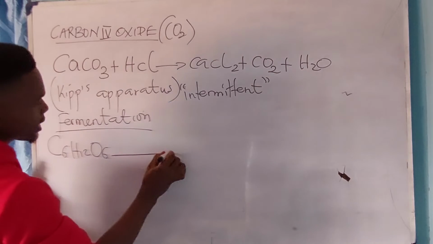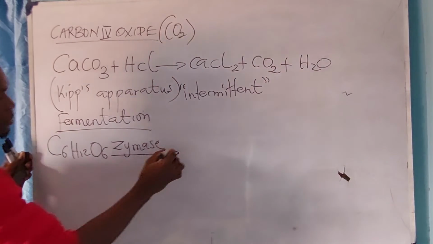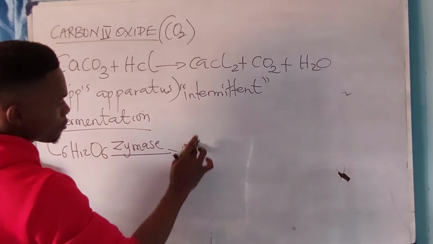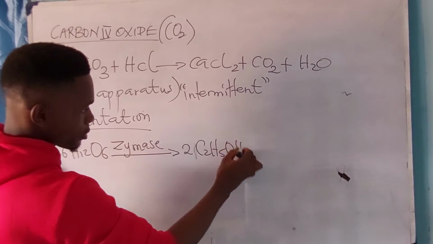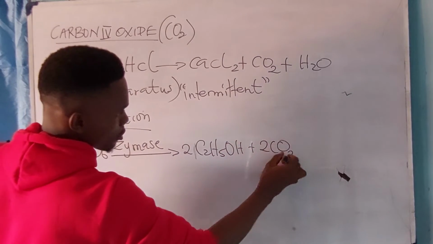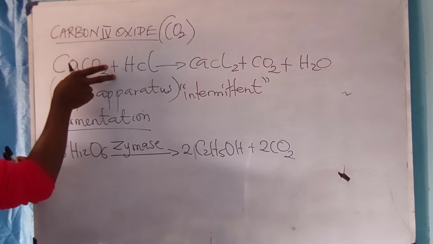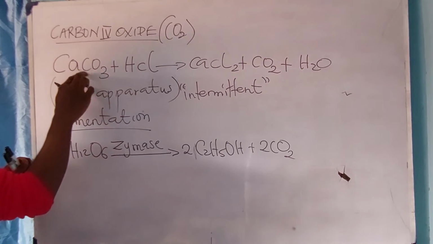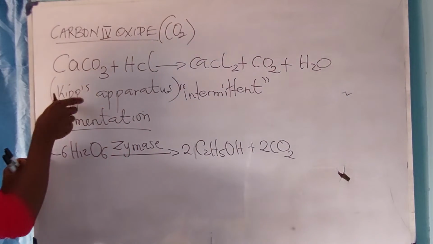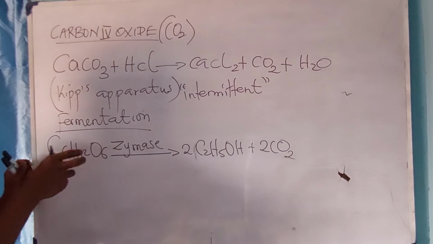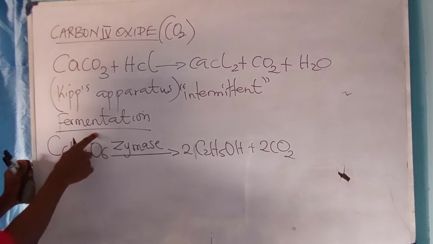Now, this glucose, C6H12O6, when it is acted upon by zymase, which is produced by yeast, it produces 2 moles of ethanol plus 2 moles of carbon 4 oxide. Therefore, in the lab, it is produced when dilute acid reacts with carbonate to produce calcium chloride, carbon 4 oxide, and water, using Kipp's apparatus.